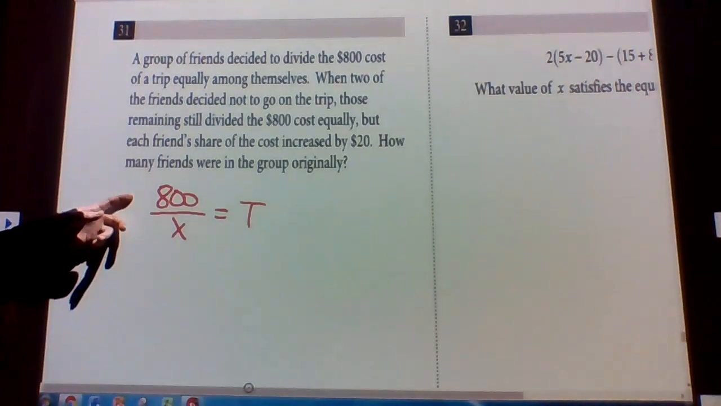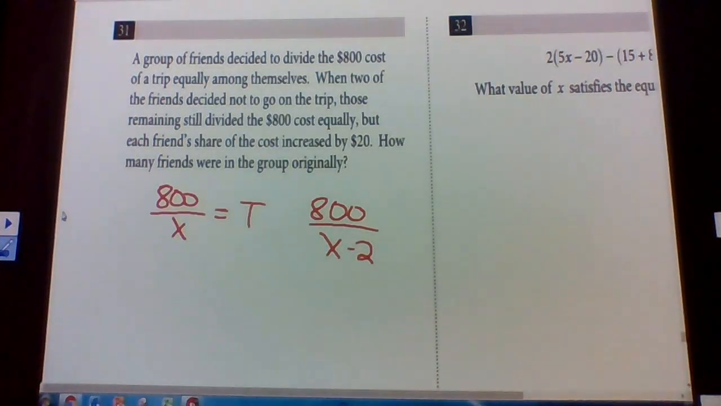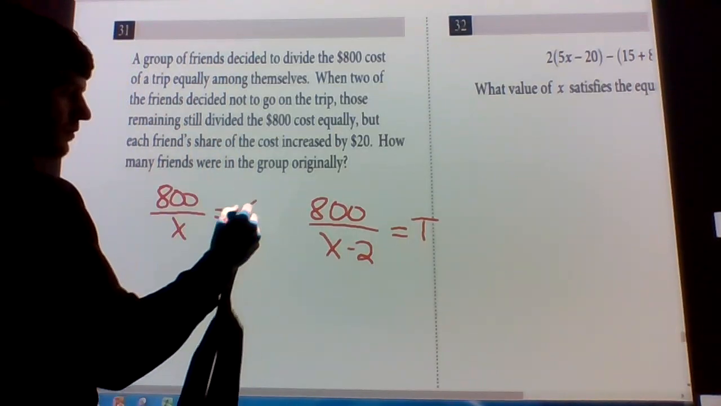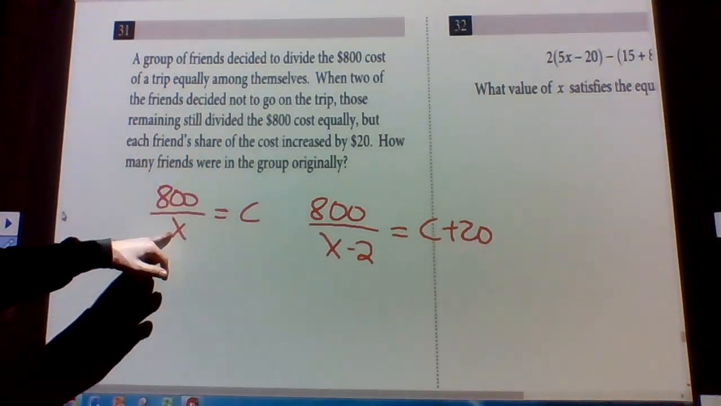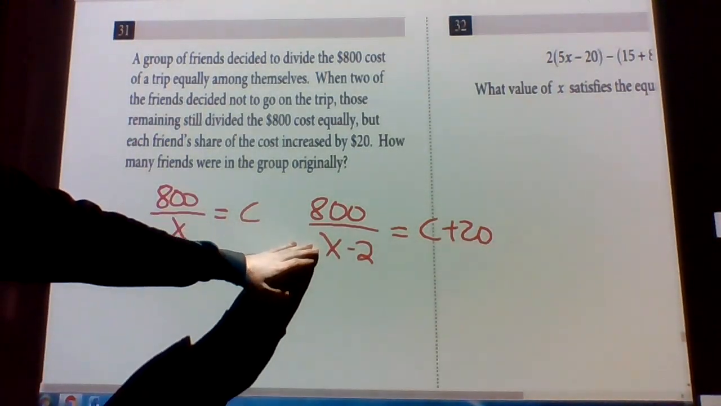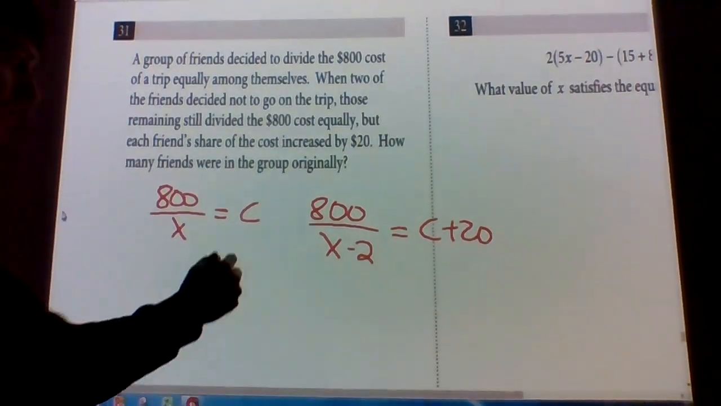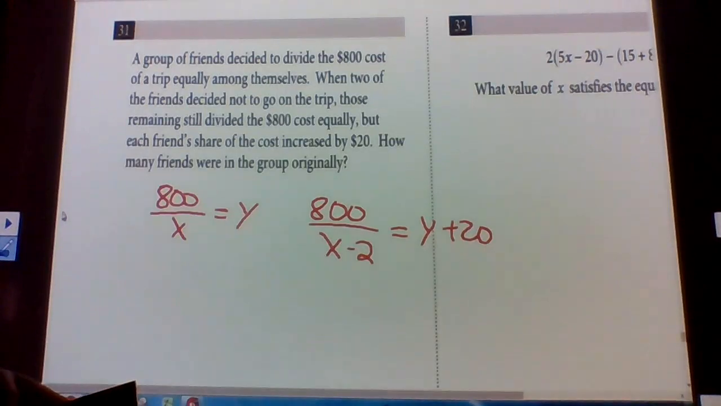Okay. Then they still divided amongst themselves, but they had 2 less people, and the share of the cost increased by $20. So when they divided by 2 less, the cost for each, let's call this C, increased by $20. So 800 divided by the number of people they had gave each of them a cost. When they divided it by 2 less people, the cost went up by $20. Okay, we now have 2 equations. You can use menu 3.2, it's the best option. Call this X, maybe we should call this Y instead of C. And then we can just use menu 3.2.